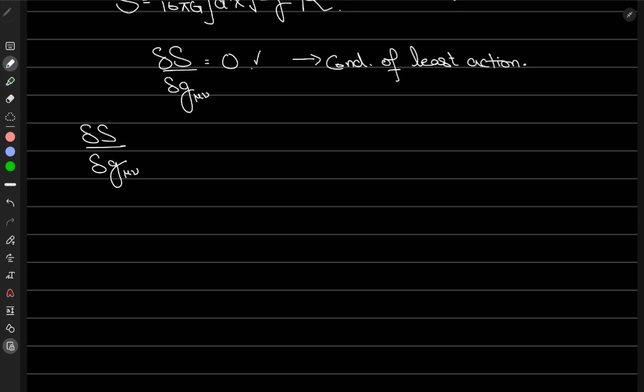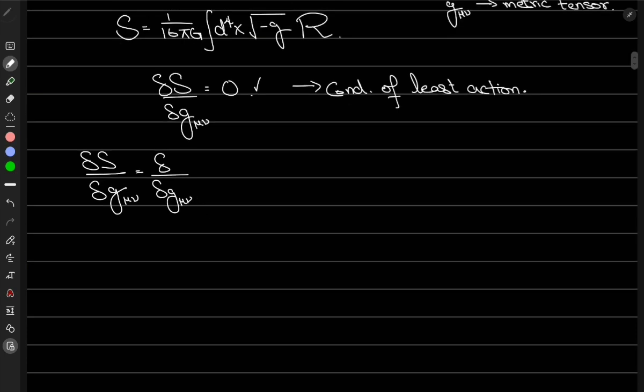So delta S over delta g mu nu is just equal to delta over delta g mu nu of S. What is S? Over here, it is 1 over 16 pi G integral d4x square root of minus g and R, right? So I'm going to write that down exactly over here. Now, what we can do is take this derivative inside, right? Since it's not going to act on this constant, right? And it's not going to act on the differential volume element, obviously.